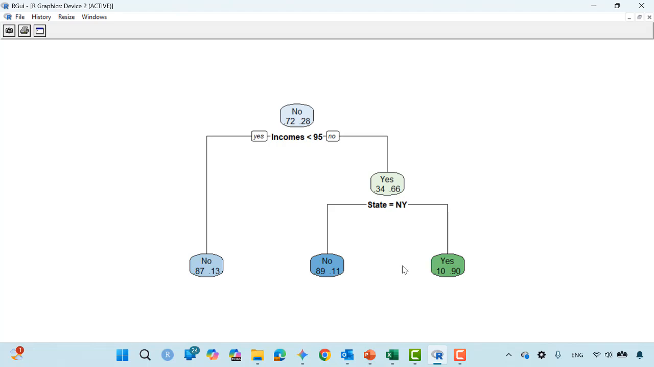Let me give you another example. Let's look at the dark blue leaf node in the middle.